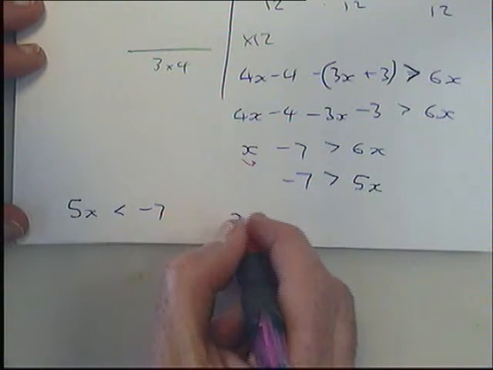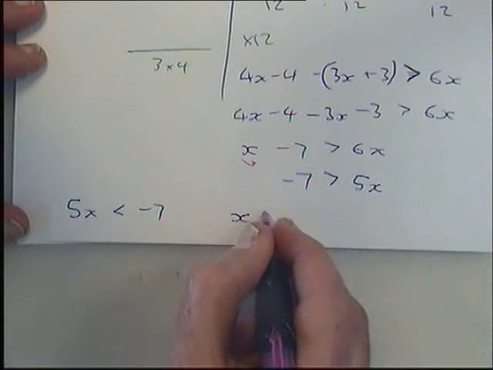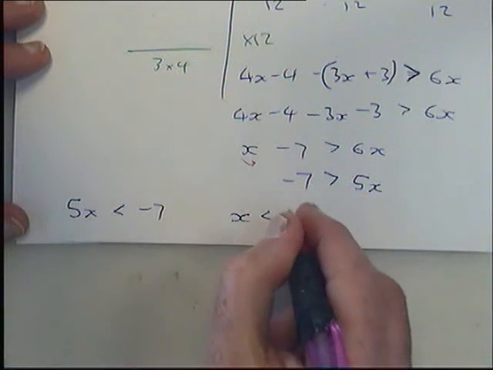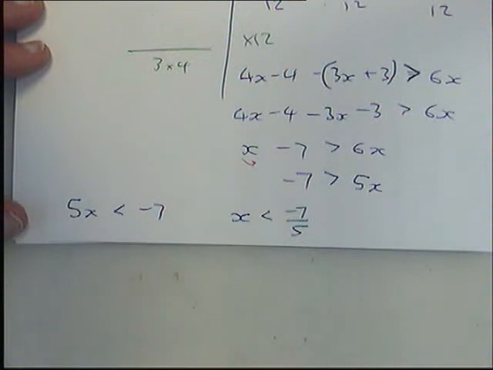Now I've got to have x on its own. So what have I done to 5x if I just make it a single x? Divide it by 5, divide that by 5. I get minus 7/5. Can you check in the answers? We've got that one right, please.